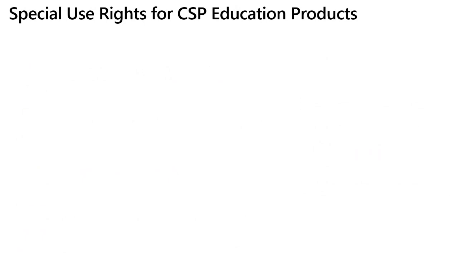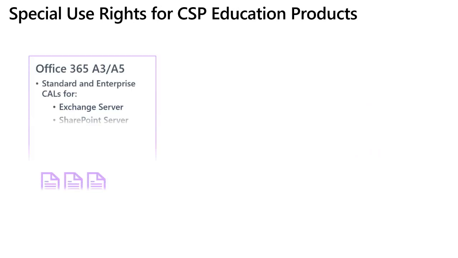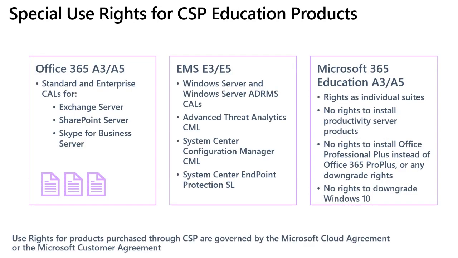So we now need to consider, for those who are more techie minded, the special use rights that are available for products that are acquired through CSP. So let's take a look at what we get. First of all, licenses for Office 365 A3 and A5 give rights to standard and enterprise CALs for Exchange, SharePoint and Skype for Business Server, and then Enterprise Mobility and Security E3 and E5. These give rights to the Windows and System Center components of the Enterprise CAL suite.